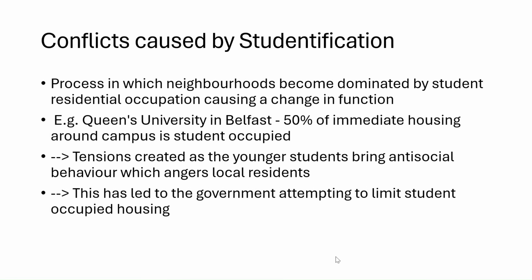So, an example would be between students and local residents, and another one would be tensions between governments. This also creates tensions between governments and residents, as the local residents will look to the governments to make them do something about the situation. And yeah, so this has led to the government attempting to limit student occupied housing, and this further creates tension between the government and students. So you can see how studentification is also a key driver of conflicts.